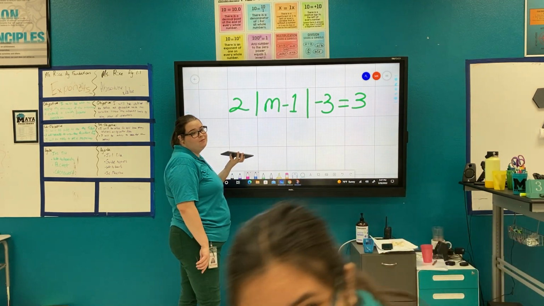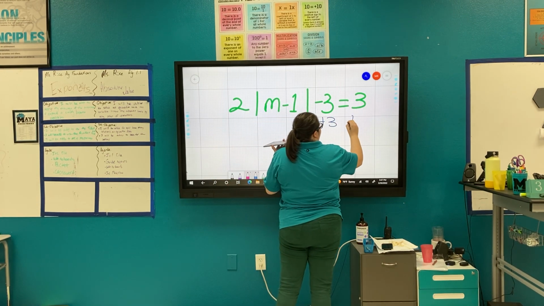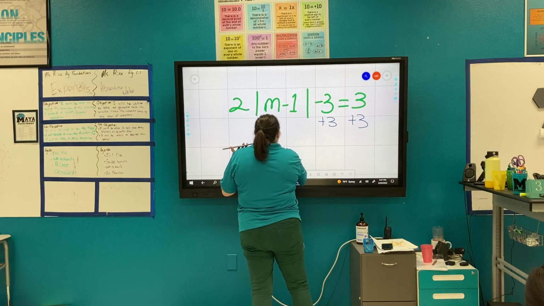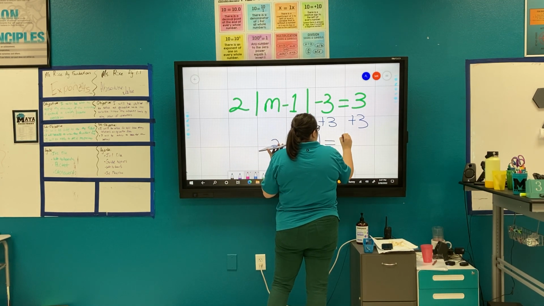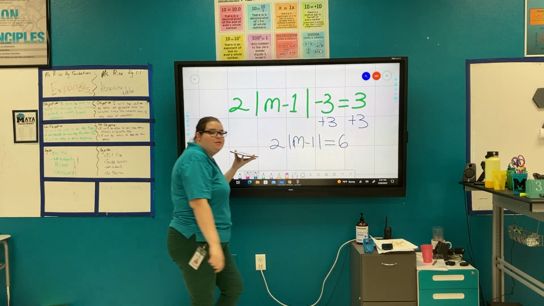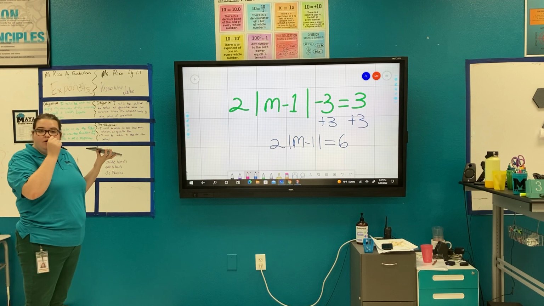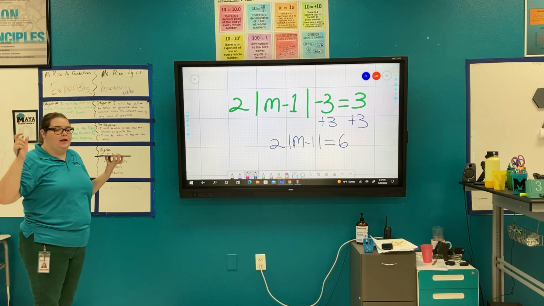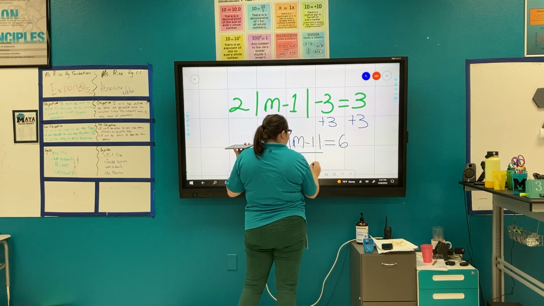Thank you, Deja. Okay, so first we are going to add 3. We're going to end up getting 2 absolute value of m minus 1 equals 6. An error that I saw is that you guys multiplied these. Some people had 9. Okay, remember we're adding, not multiplying. This is where we're going to divide. Nobody really tripped up on this.